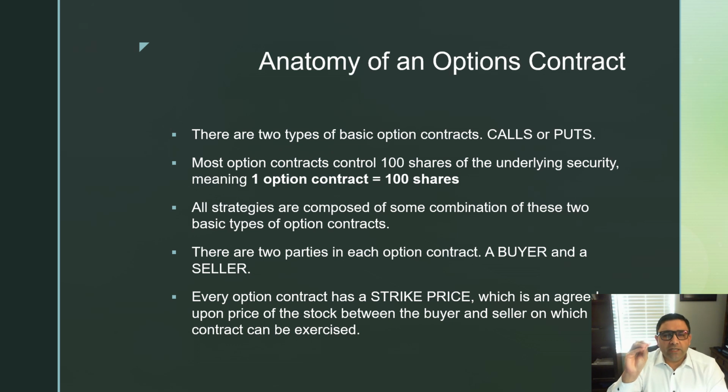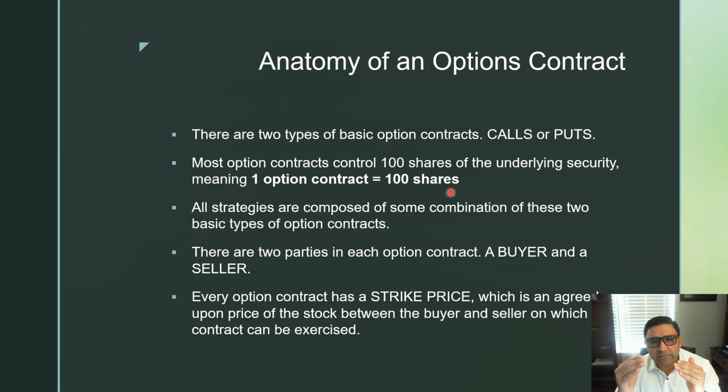So let's look a little bit deeper into what an option contract actually is. Okay, there are two types of basic option contracts, calls and puts. And most option contracts control 100 shares of the underlying security, meaning one option contract equals 100 shares.